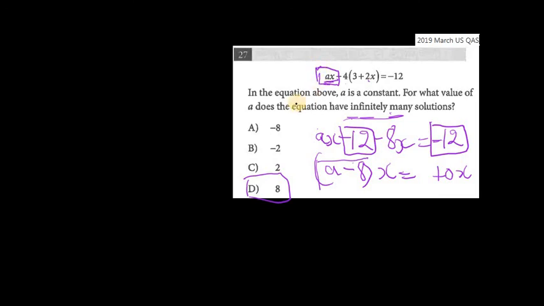And once again, you could have done this in your head. You could have seen that there was a negative 8x, and so a had to be an 8 in order for this to become 0, in order for the x terms to cancel out.